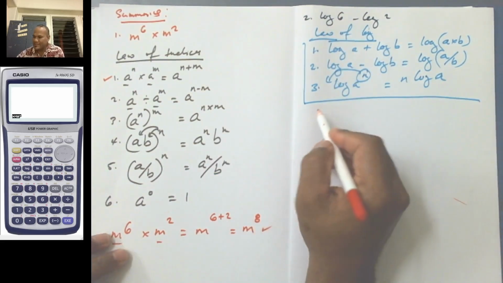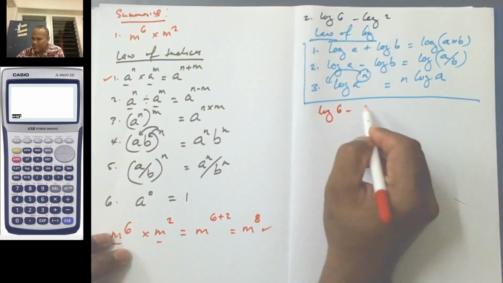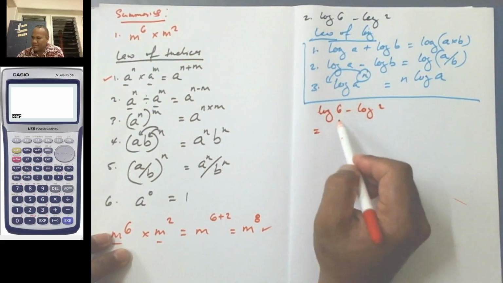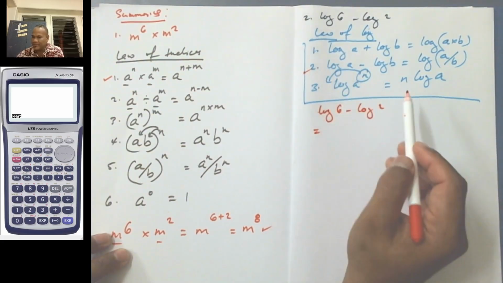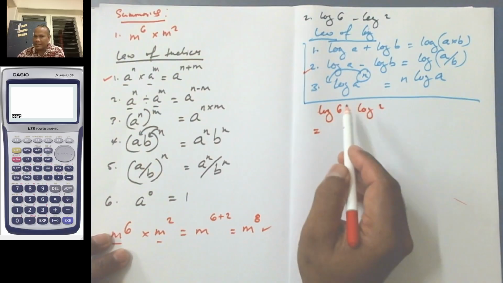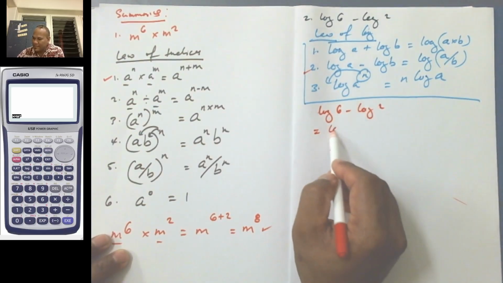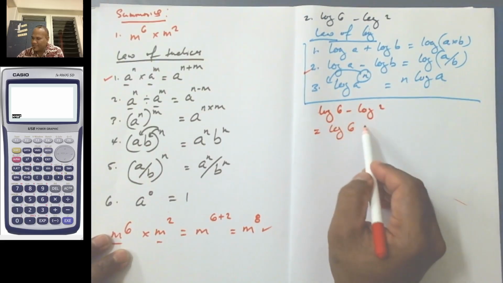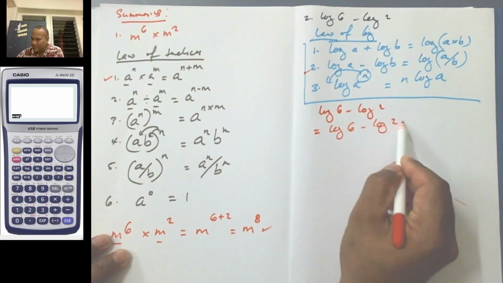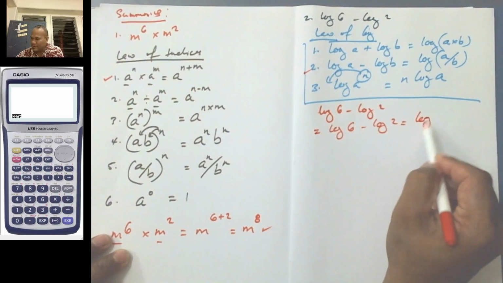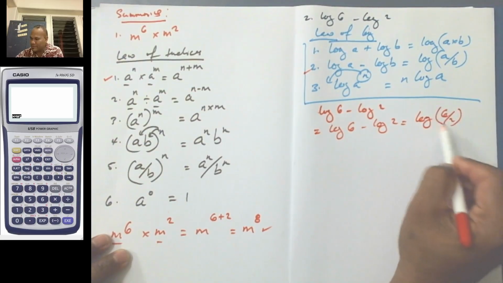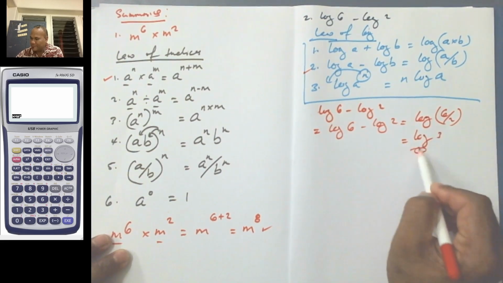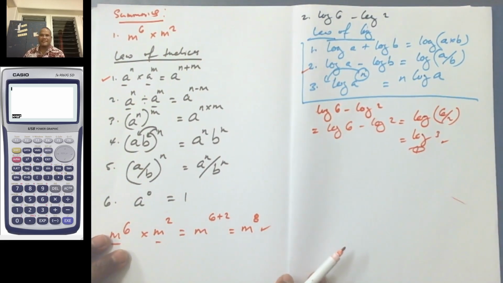So log 6 minus log 2, since they are subtracting, I will use the second law. The second law says log a minus log b, log a is divided by b, is equal to log 6 divided by 2, that is equal to log 3. And that is your answer.